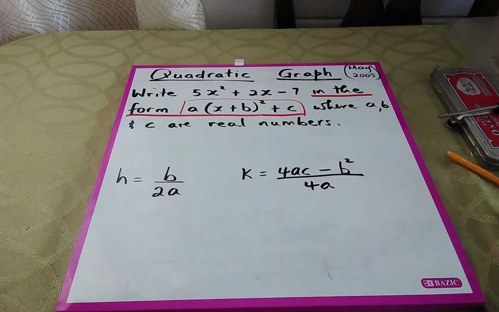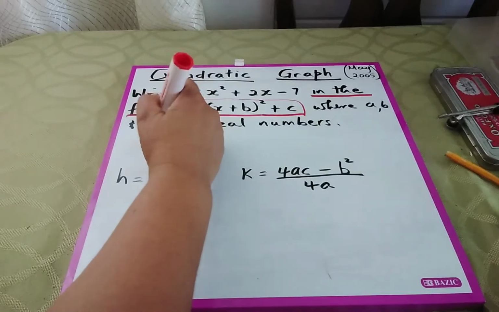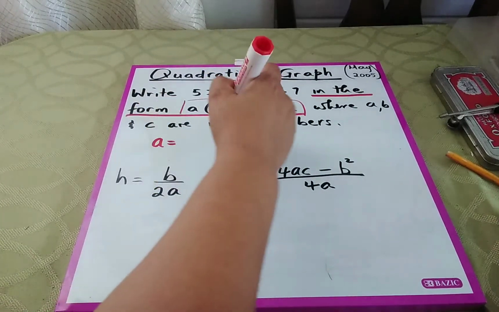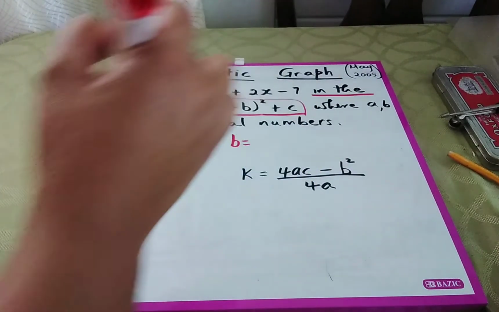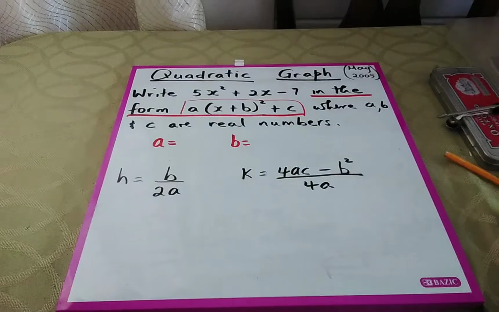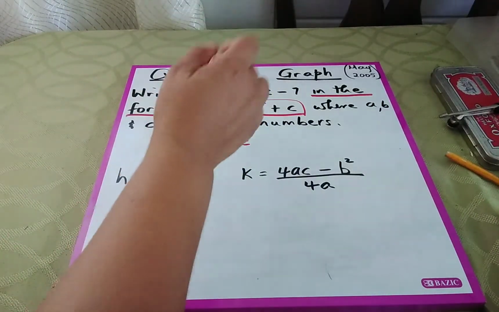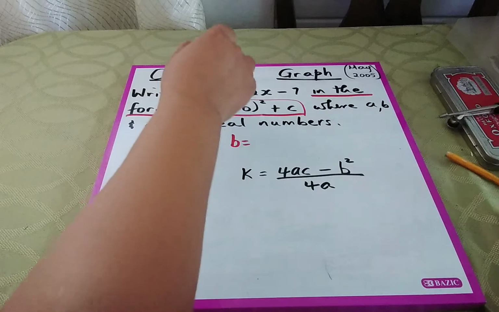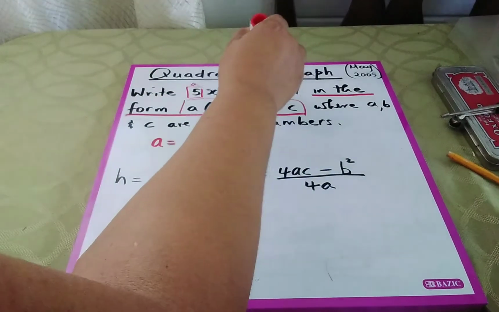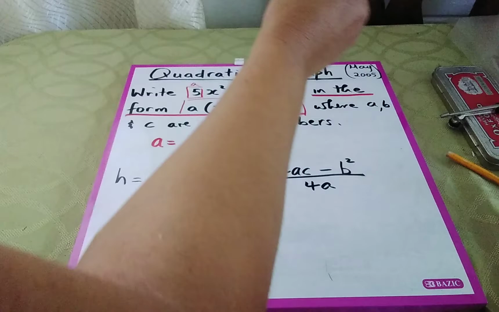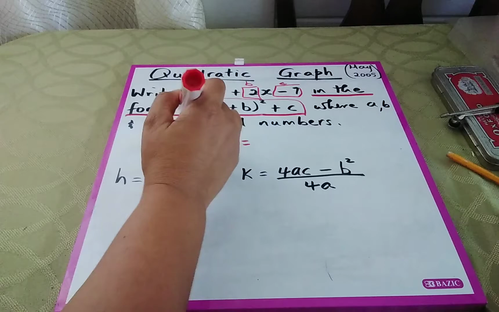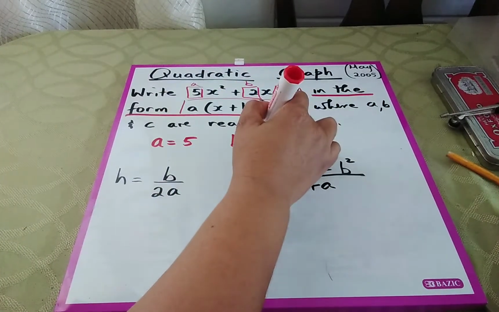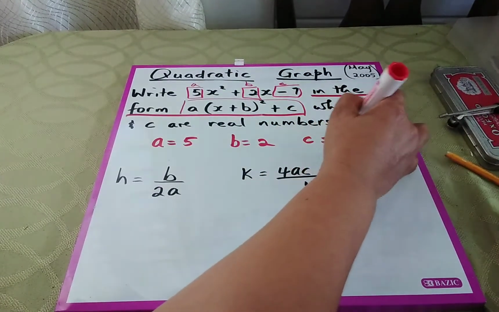But before we do that, we are going to write the ABC, the regular way when we do quadratics. Write what is A, which is the coefficient of x squared. Sorry, I said coordinate, the coefficient. Coefficient of x squared, this is the A. Coefficient of x, this is B. And the constant, that's the C. So A is a positive 5, B is a positive 2, and C is negative 7.